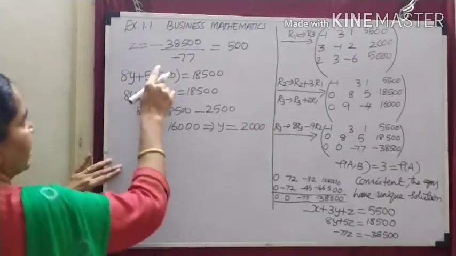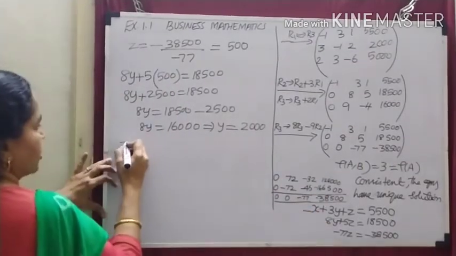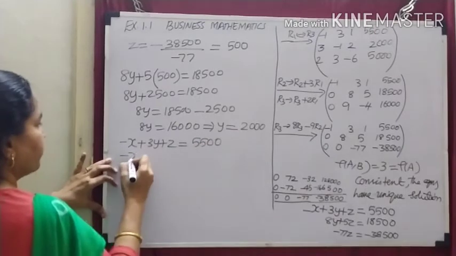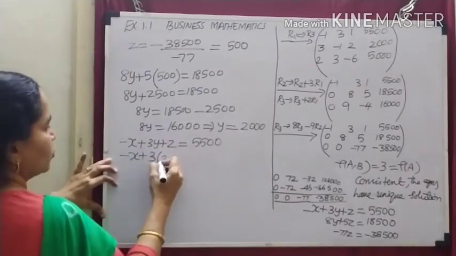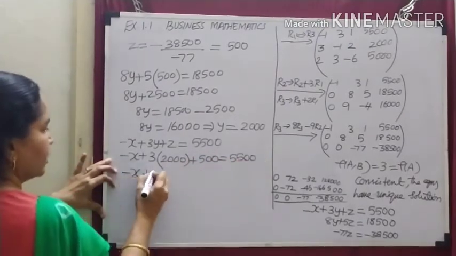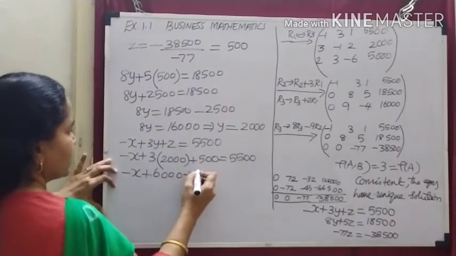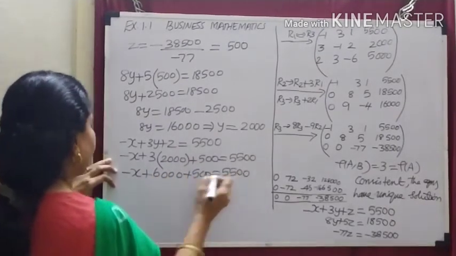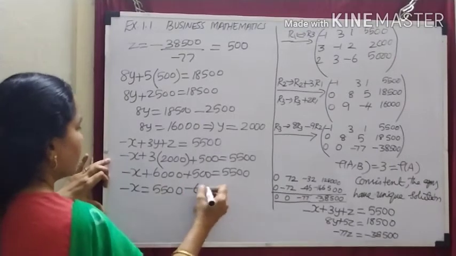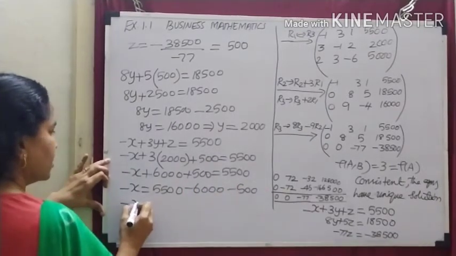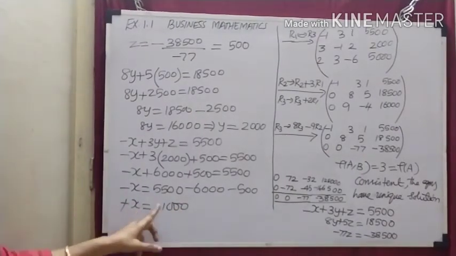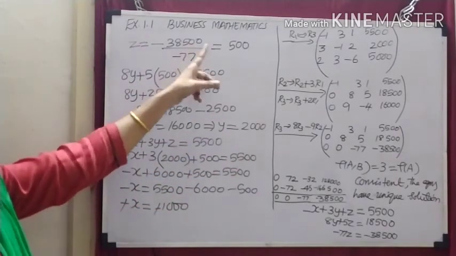Once we arrive at y and z, put them back in the very first equation. Minus x plus 3y plus z equal to 5,500. Minus x plus 3, y value 2,000, z value 500, equal to 5,500. 3 into 2,000 plus 500 equal to 5,500. Or minus x is 5,500 minus 6,000 minus 500. Or you get minus x is equal to minus 1,000. Cancel the minus symbol. So x value 1,000, y value 2,000, z value 500.